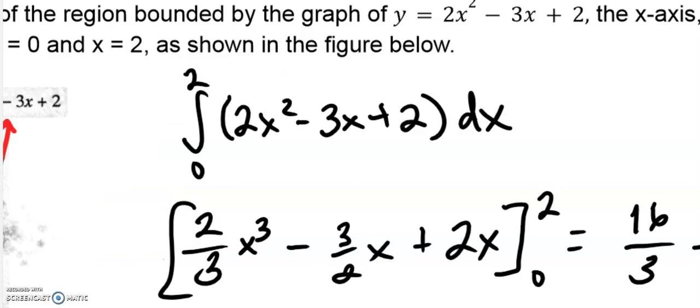Set up your integral with your limits of integration from 0 to 2. And when you integrate, you add 1 to each of these exponents and divide by that exponent plus 1. And then this is 1 plus 1, and then that would be x to the 0 plus 1. And that's where it becomes x to the 1 there.